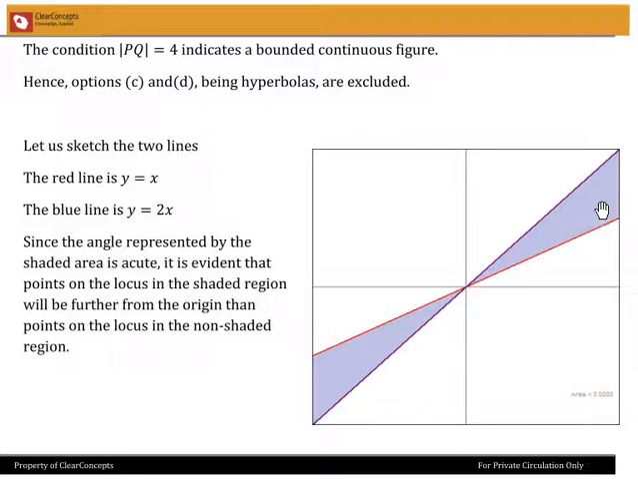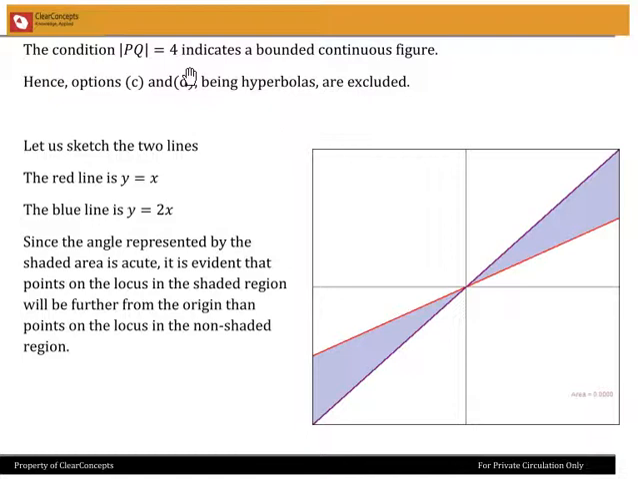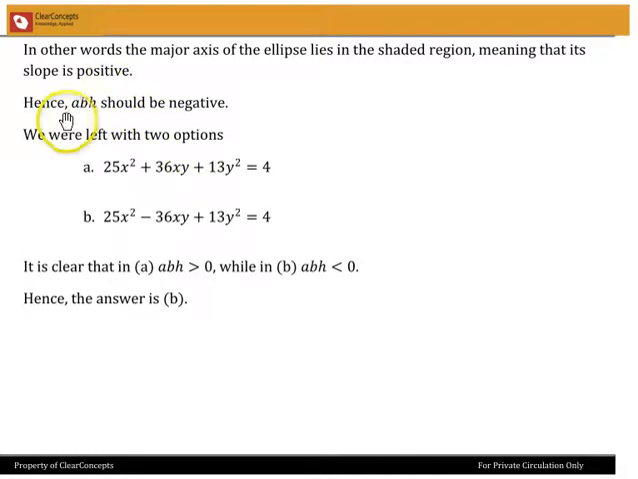Now, what does that tell us? It tells us that if you're looking at an ellipse, then its major axis must lie in the shaded region. In other words, the slope of the major axis must be positive. And that means that the product abh should be negative. Now remember, we were left with two options, A and B, and you can see that in option A, abh is greater than 0, whereas in option B, abh is less than 0, and therefore we get that the answer is B.